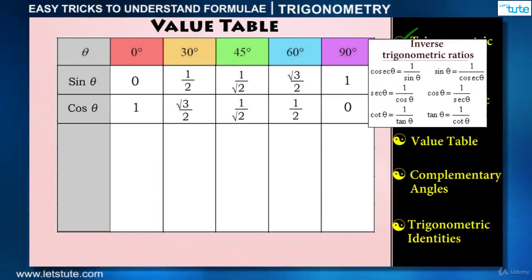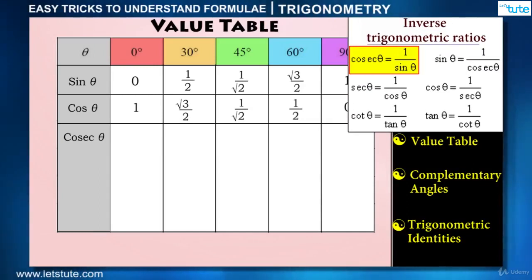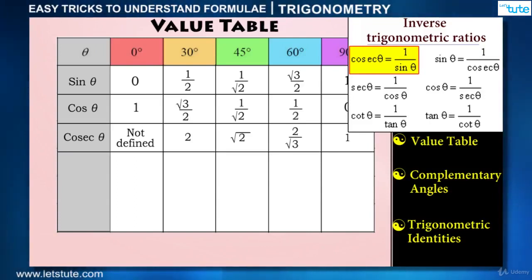So as we know, sine is inverse of cosec and vice versa, so the value for cosec 0 will be equal to 1 upon sine 0, that is not defined. Cosec 30 will be equal to 1 upon sine 30, that is 2, and like this you will get all the values for cosec. Next we know sec is inverse of cos, so similarly sec can be obtained by inverting the cos ratio.